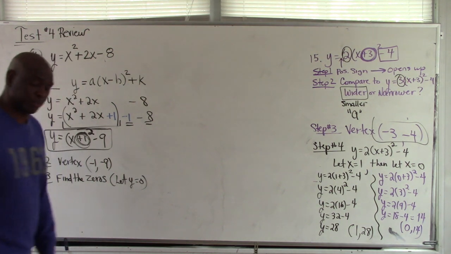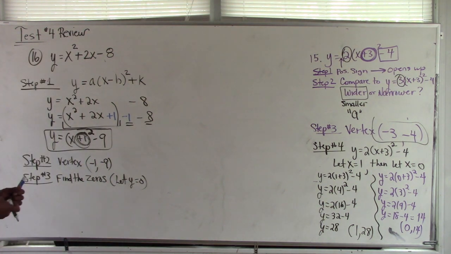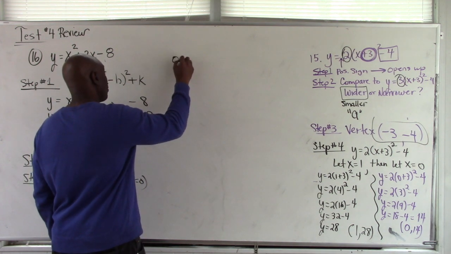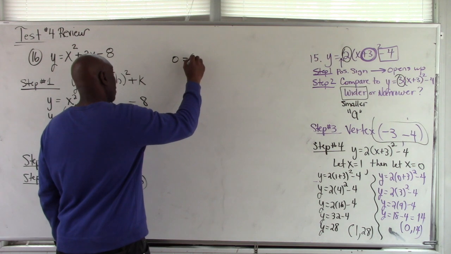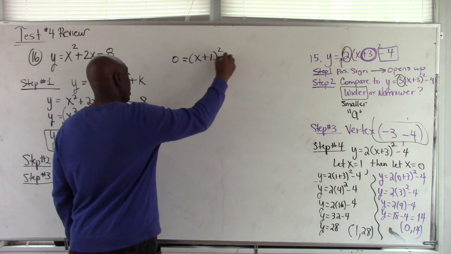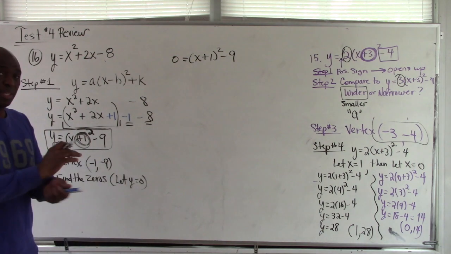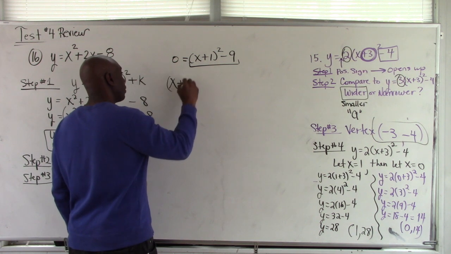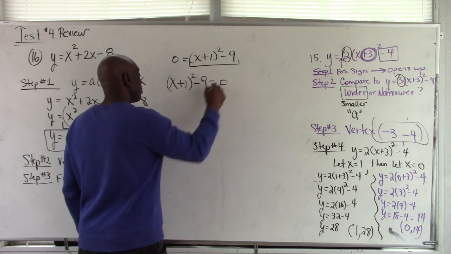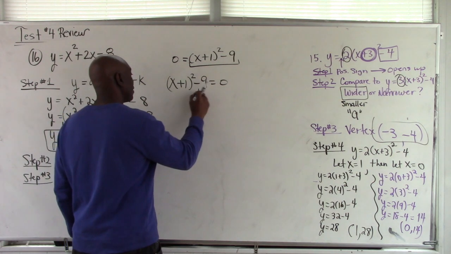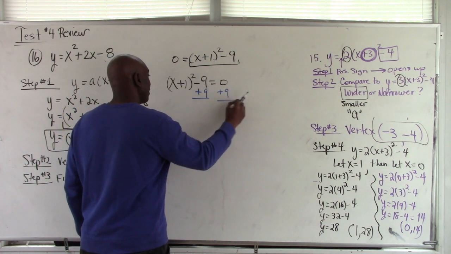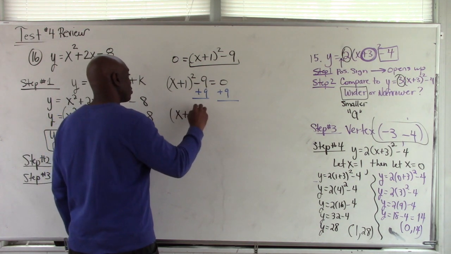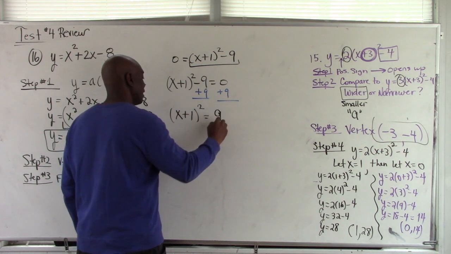Let's let y equal 0. So, this is step number 3. So we're going to have 0 equal x plus 1 quantity squared minus 9. I'm going to rewrite it the other way. I'm going to write this first. X plus 1 squared minus 9 is 0. Solve it. Add 9. Add 9. So I'm going to have x plus 1 quantity squared equals 9.